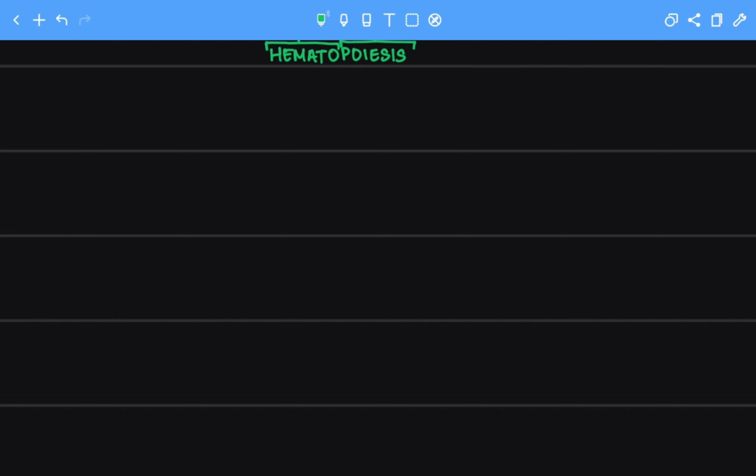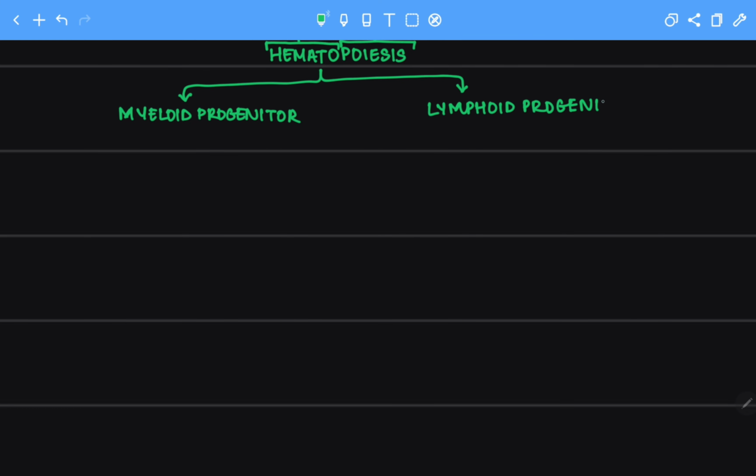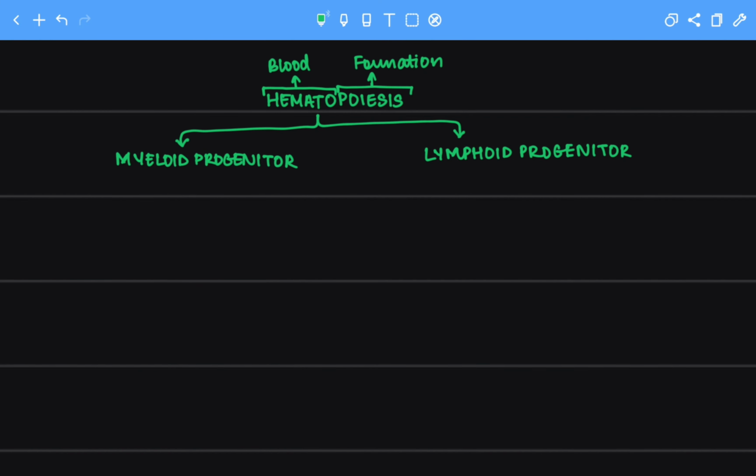So in the first stage of hematopoiesis we have two cells that form. The first one is the myeloid progenitor cell and the second is the lymphoid progenitor cell. Hematopoiesis happens in the bone marrow.